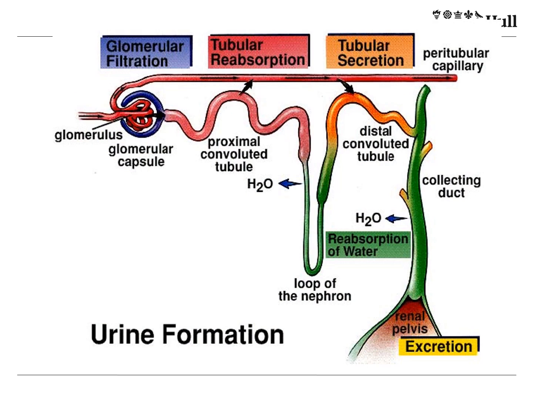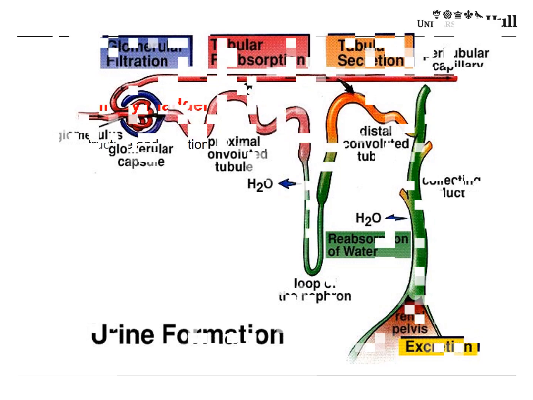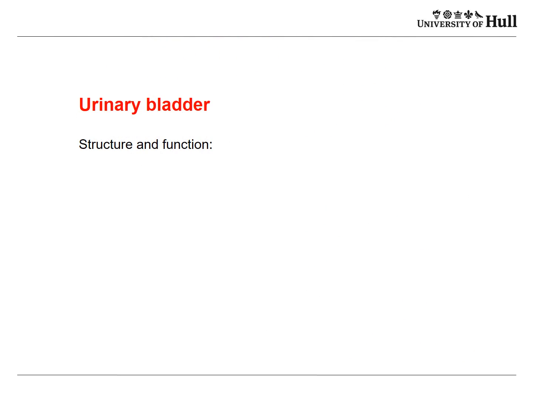So all of these processes working simultaneously, glomerular filtration, tubular reabsorption and tubular secretion, are what work to form urine. Urine is collected in the urinary bladder. So let's look at the structure and function of the urinary bladder. The bladder muscle is known as the detrusor muscle.